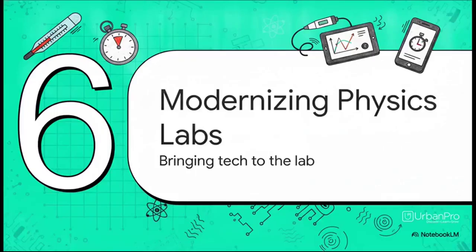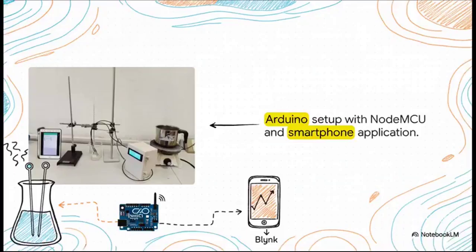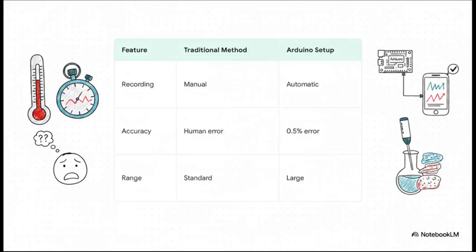Finally, let's jump into Section 6, Modernizing Physics Lab Experiments. Now, what's really interesting here is how researchers are bringing Newton's 18th century law into the digital age. This setup uses a low-cost Arduino microcontroller paired with digital temperature sensors. So instead of those frantic manual temperature checks with a stopwatch, these sensors stream the data directly over Wi-Fi to a smartphone app. The evolution is pretty clear when you look at the numbers.